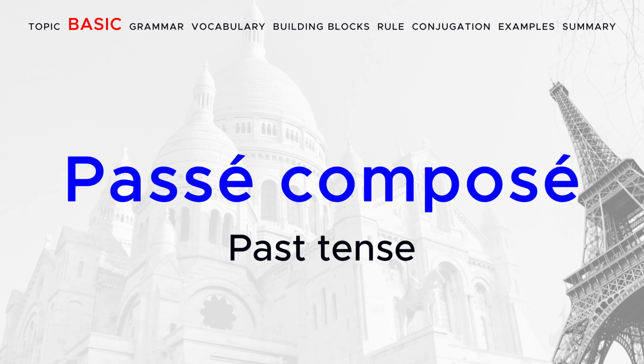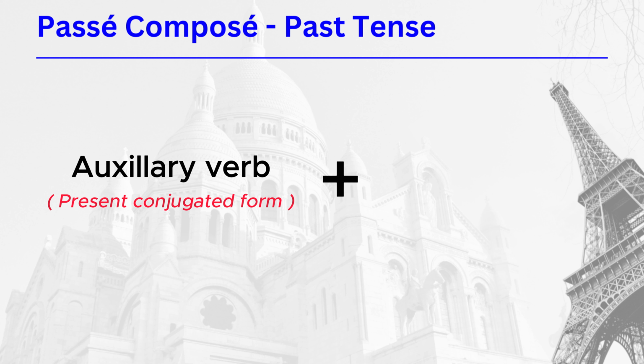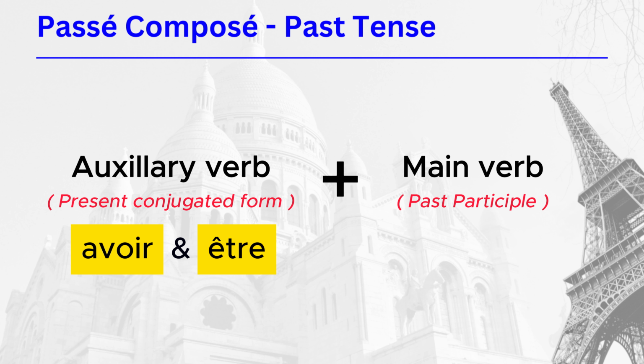It is formed by combining present conjugated form of auxiliary verb and past participle of the main verb. In French, we have two auxiliary verbs, Avoir and Être. So it is very important that you know the conjugation for both these verbs. Which auxiliary verb to be used will be taught in another lesson. For now, just remember that most of the time we use conjugated form of the auxiliary verb Avoir.